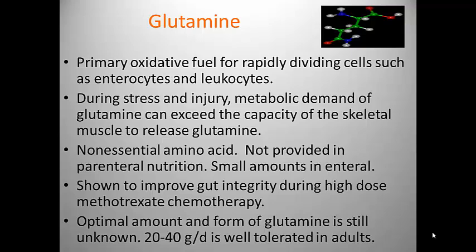Some formulas contain extra glutamine, and glutamine has also been given as a modular product. It helps to promote rapidly dividing cells that are needed in wound healing or to fight infection. During stress and injury, metabolic demands of glutamine can exceed the capacity of muscle to release it to the system. It's a non-essential amino acid unless a person's in stress. It is shown to improve gut integrity during high-dose methotrexate chemotherapy. The optimal amount and form of glutamine is still unknown.